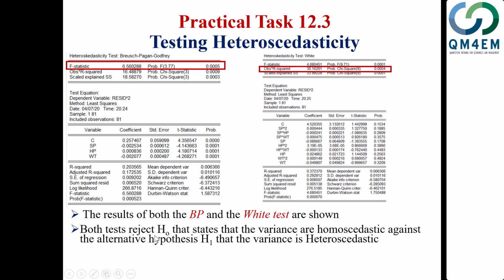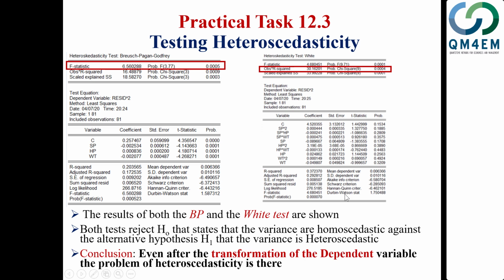So both tests reject H0, which states that the variances are homoscedastic, against the alternative hypothesis H1 that the variance is heteroscedastic. So the conclusion is that even after transforming the dependent variable into its log form, the problem of heteroscedasticity is still there.